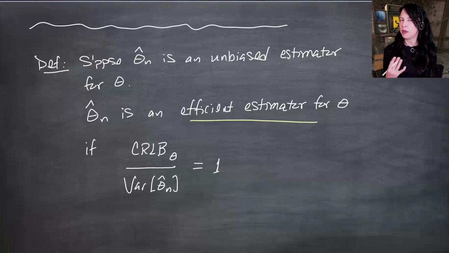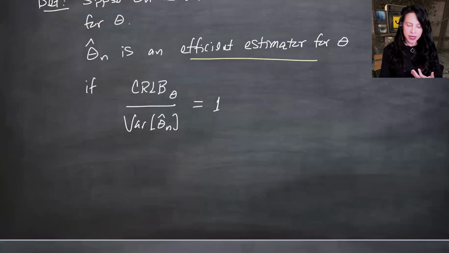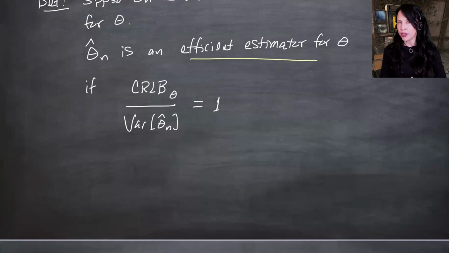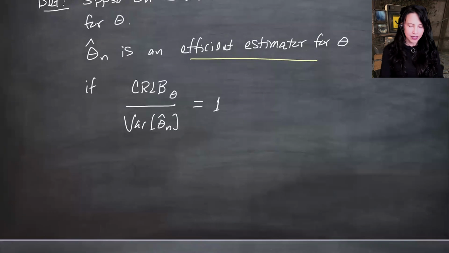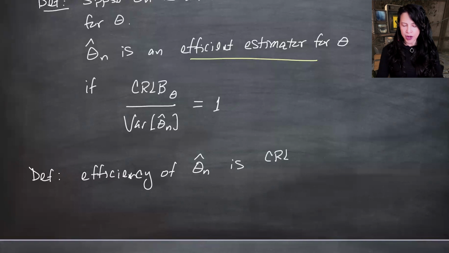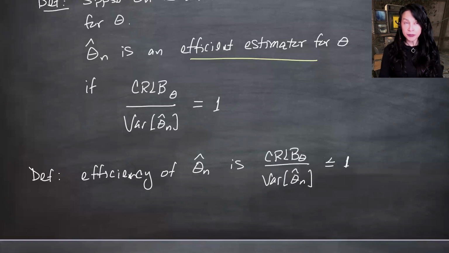If it's unbiased, it makes sense to compare its variance to the Cramér-Rao lower bound. The variance is always greater than or equal to the Cramér-Rao lower bound, so in general, this thing is less than or equal to 1. But if it's an efficient estimator, this thing is going to equal 1. And then we define the efficiency of an unbiased estimator as this Cramér-Rao lower bound over the variance of the estimator, which again is always less than or equal to 1.